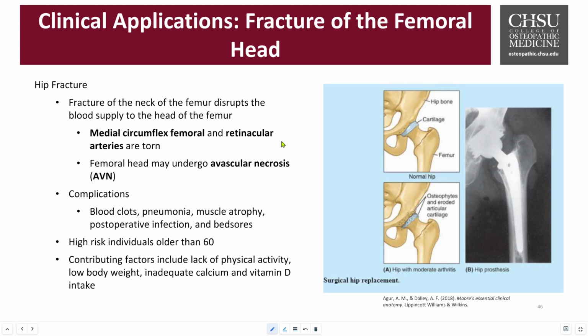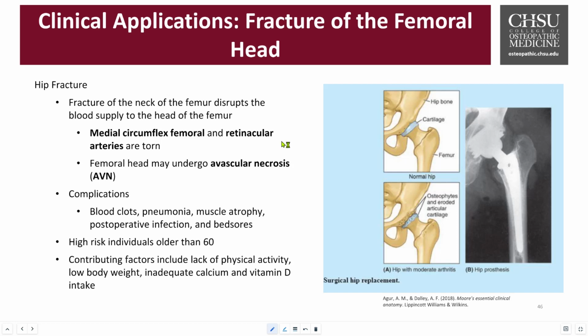The neck of the femur is critical for the blood supply to the head, and so whenever a fracture occurs, usually the culprit is the medial circumflex femoral artery and also the retinacular arteries that oftentimes get damaged, and that disrupts the blood flow. As a result of this damage, it leads to what we call AVN, avascular necrosis of the femoral head, where the bone tissue begins to die off because of lack of blood.